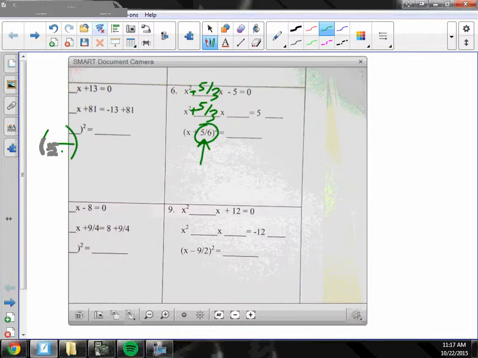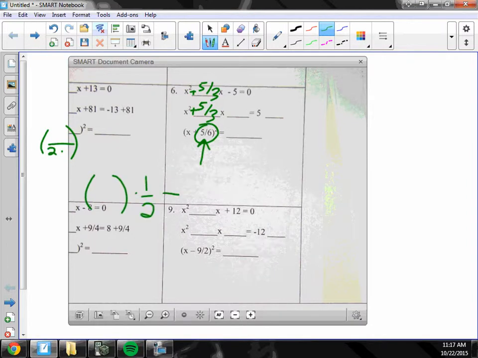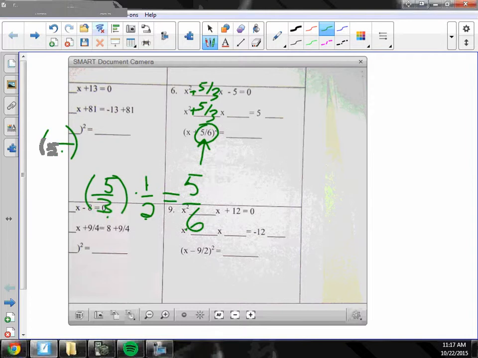Okay, let's try again. So some number times 1/2 is 5 over 6. Well, what number times 1 is 5 over 6? What number times 1 is 5? 5. What number times 2 is 6? 3. So the number that we didn't know had to have been 5 over 3, because when you double the bottom, you end up with 5 over 6.